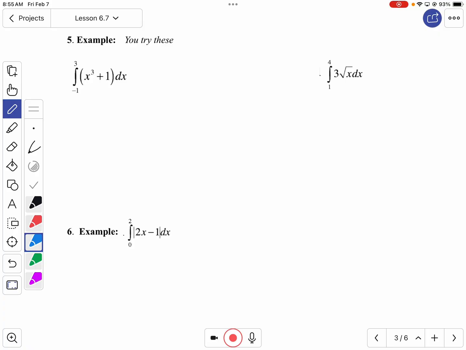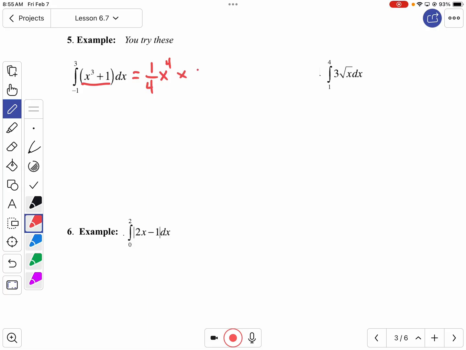Let's look at that first one, then we'll talk about that second one. That one's a little tricky with that square root in there, okay? So with the first one, let's get our original function first. What did we have to start with to get an x to the third? X to the fourth, but we need the coefficient to go away, so we need a new coefficient. What's it going to be? 1/4, okay?